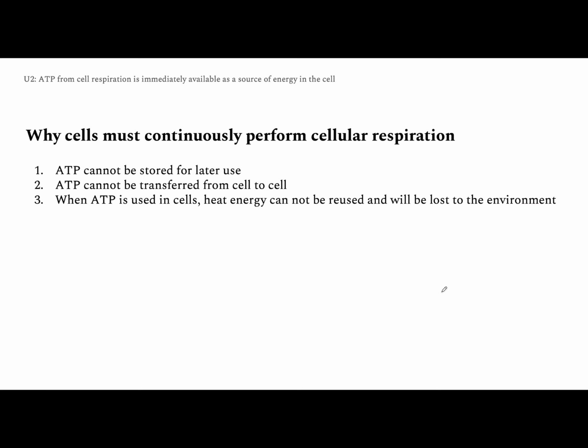Cells must continuously perform cellular respiration because ATP cannot be stored for later use. It is usually immediately used by the cell. It cannot be transferred from cell to cell, and when ATP is used, heat energy cannot be reused and will be lost in the environment.